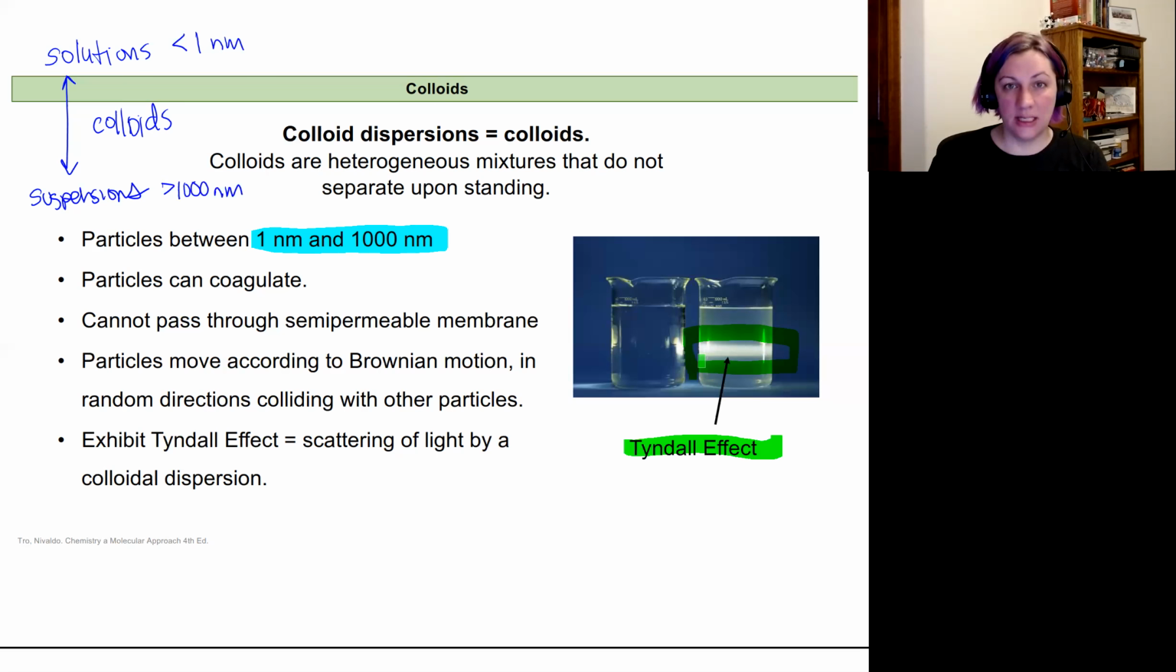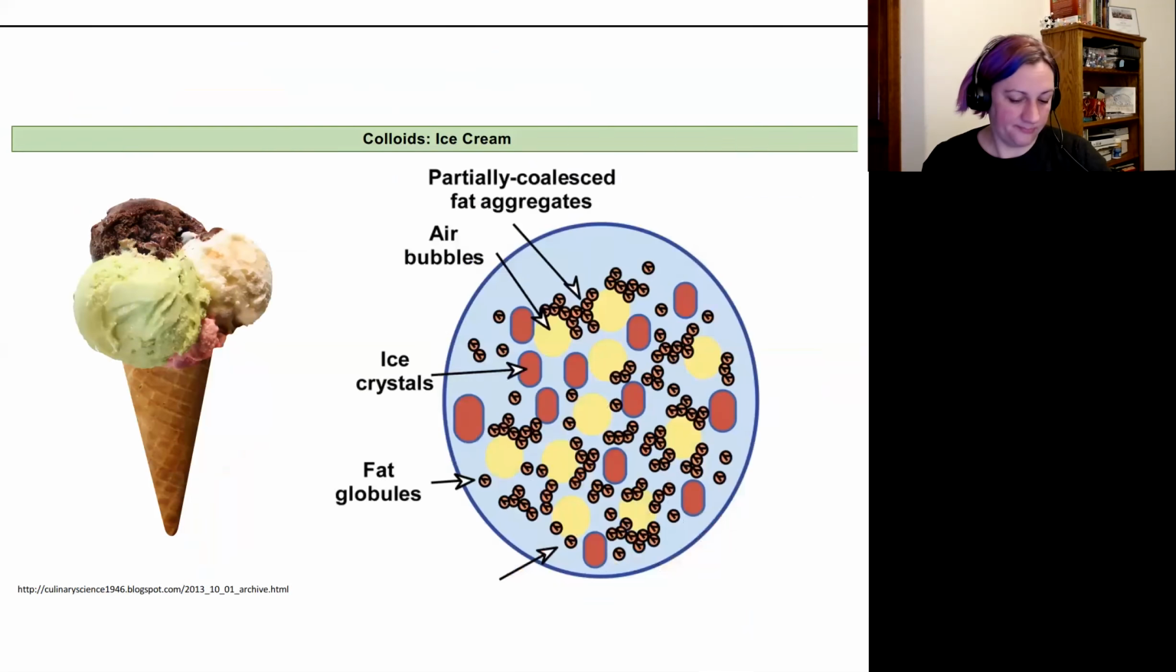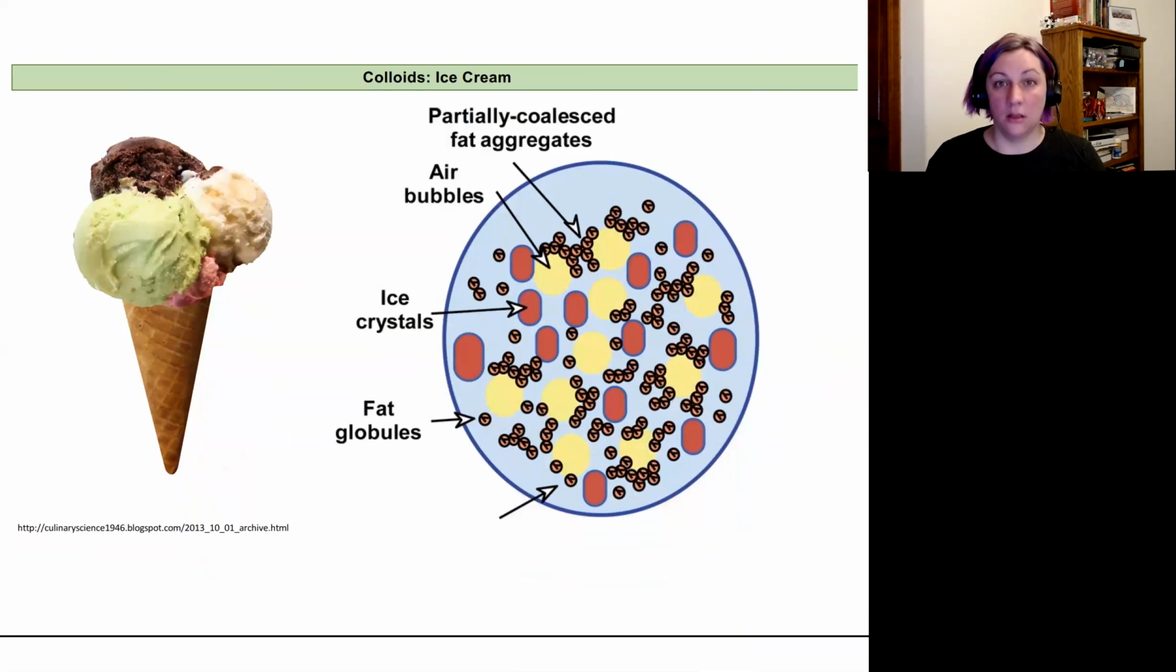So we aren't going to do any calculations with colloids. I'd just like you to be able to recognize the difference between solutions, colloids, and suspensions. And colloids are clearly the best of these because it's ice cream. So here's my favorite colloid, ice cream. It's got air bubbles and ice crystals and fat globules, and some of these aggregate and coalesce together. And the particle size is so small that we actually have a colloid here.